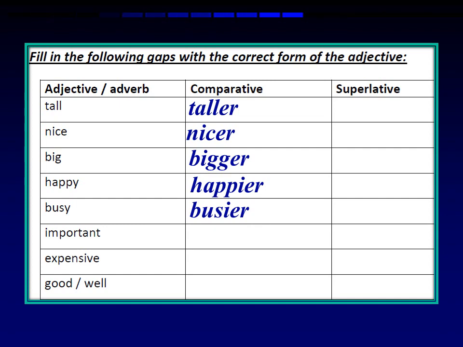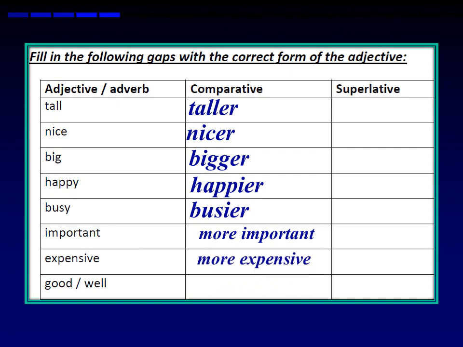What about important? Important is a long adjective. That's why I cannot add ER to this adjective. I should use more important than, or less important than. Expensive also is a long adjective. I should say more expensive than or less expensive than. I can say my car is more expensive than your car.